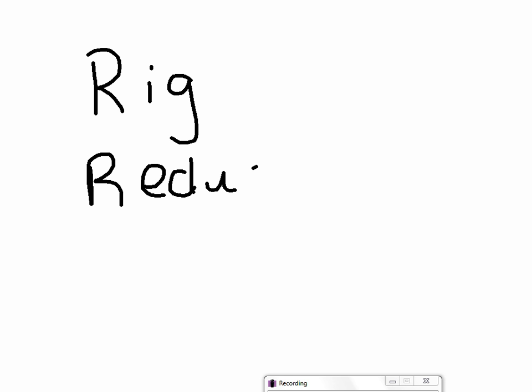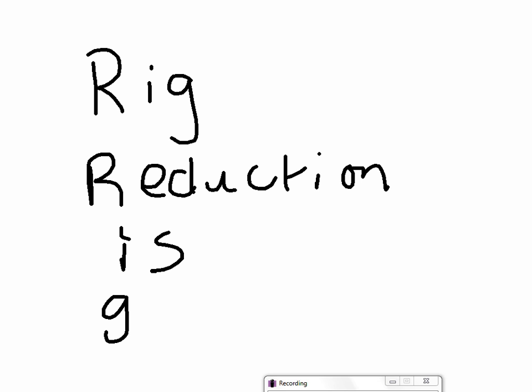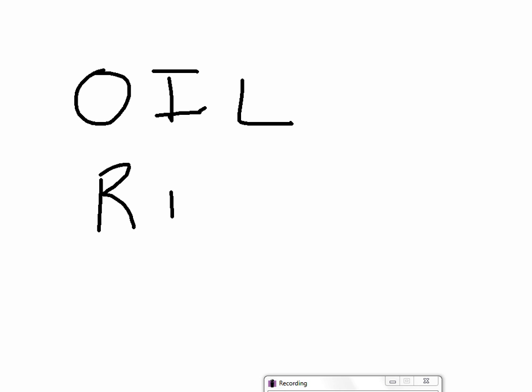The opposite of that is RIG. Reduction is gain. So RIG is reduction is gain. So if you're gaining electrons, you're becoming more negative in this case. So putting that together to remember the difference, always remember OIL RIG. Oxidation is loss. Reduction is gain.